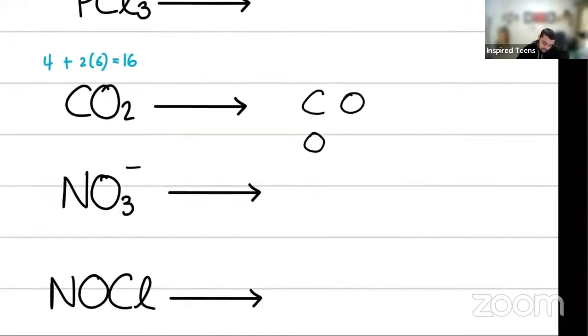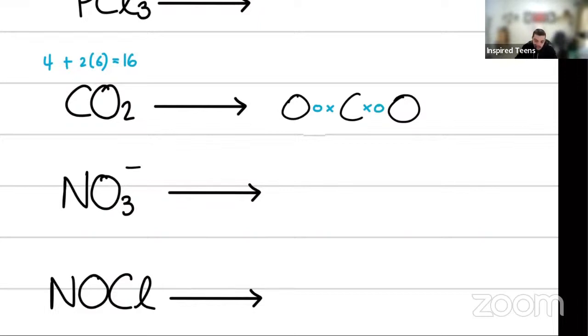Then the next step, form a bond between each. Okay, and the next step is to fill up the outermost orbitals with 8. In this case, we're dealing with oxygen, so we can do that.